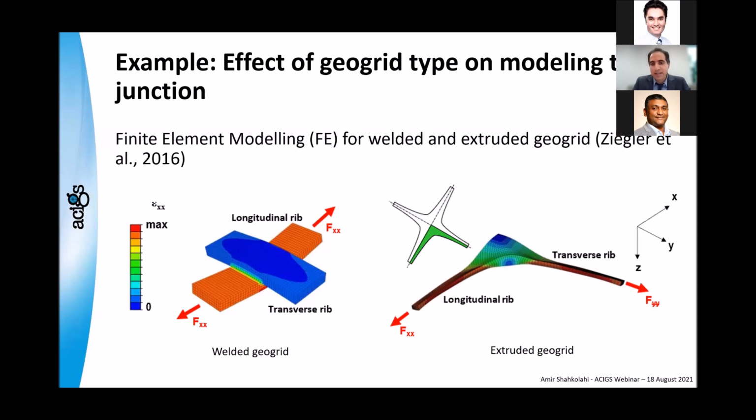And as you can see, the strain and the behavior of junctions and the ribs and how the load is transferred are completely different. So if we want to model the geogrid, we may need two different models for two different geogrids, or three different geogrids. This slide, I like it, clearly shows that there are differences.